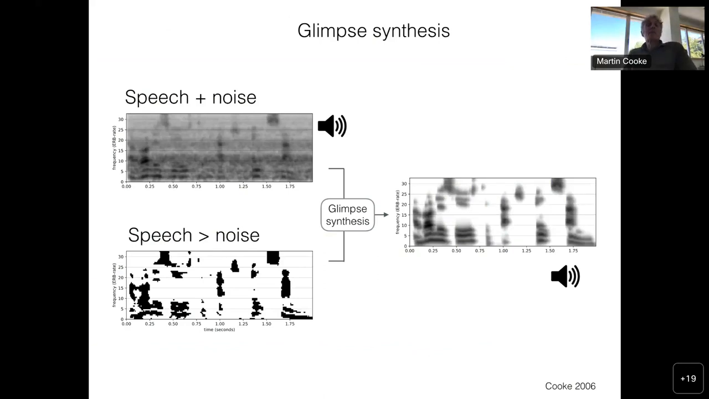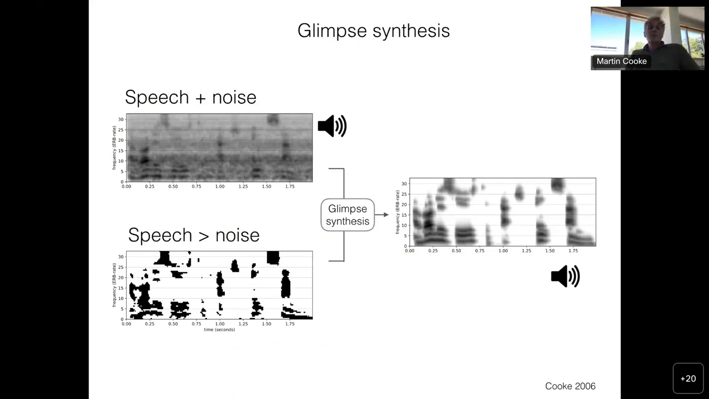So first of all, let me just remind people, I think by now, maybe some people have seen this for the first time, this is how I go about synthesizing speech from glimpses. So the basic idea is we take a speech and a noise signal. We determine where the speech is more energetic than the noise in an auditory time frequency sense. And that results in a mask. This is the mask over here.